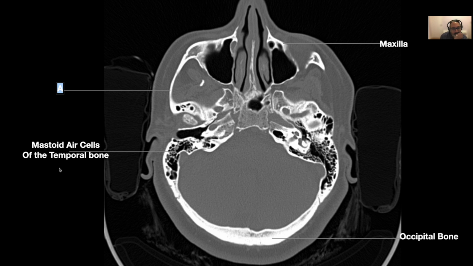So what is A? You got it right. You're touching it in the right place. I know. It is the zygomatic process of the temporal bone. And so that's what it is.